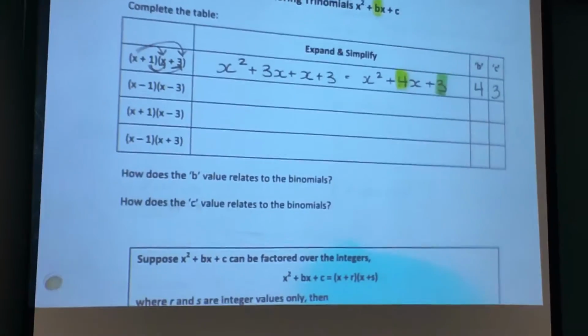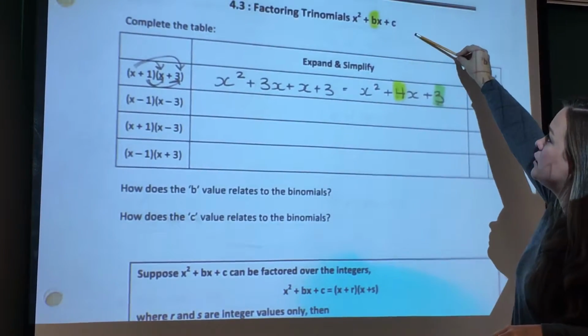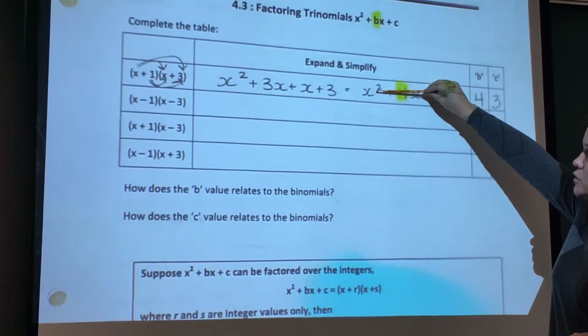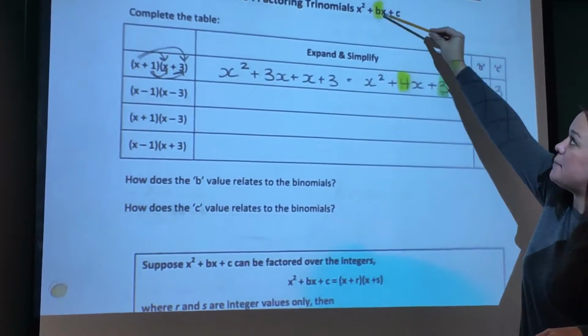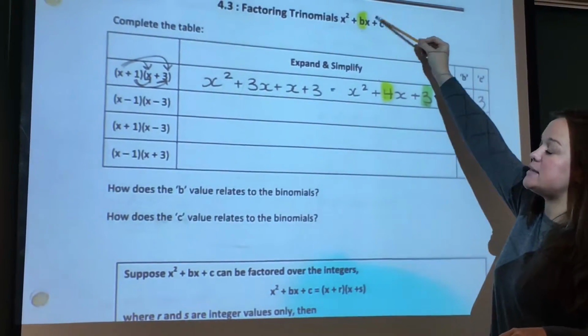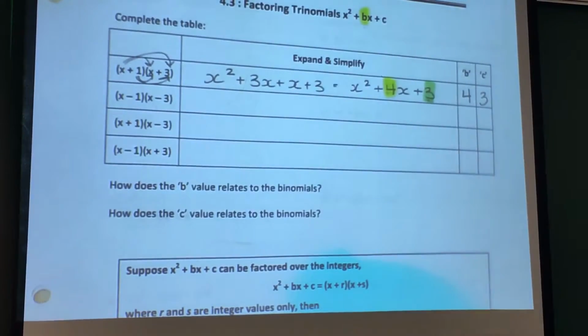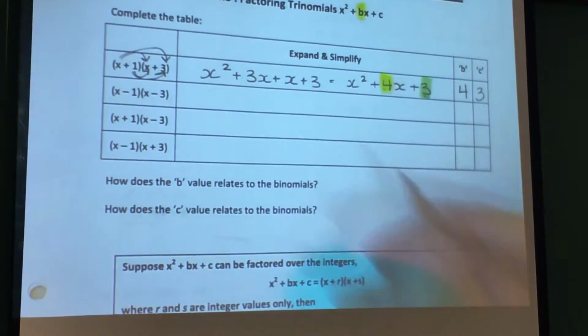Okay, so does that make sense to everybody? We're following this exact same form. The x squared, bx is a number and then x. So the number is 4 and then x. And then c is just a number by itself, which is 3. So let's do that for the next ones.